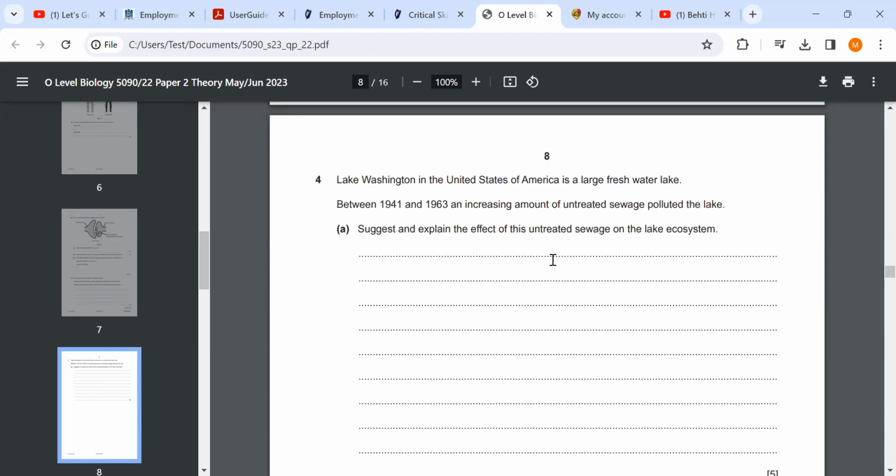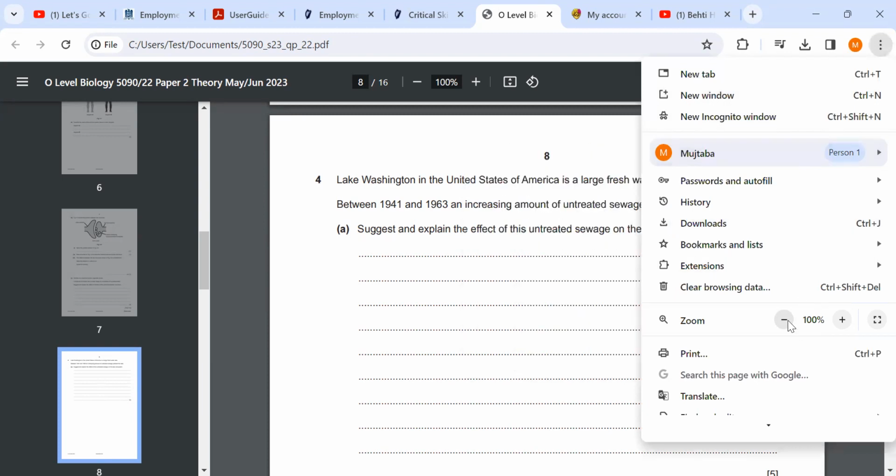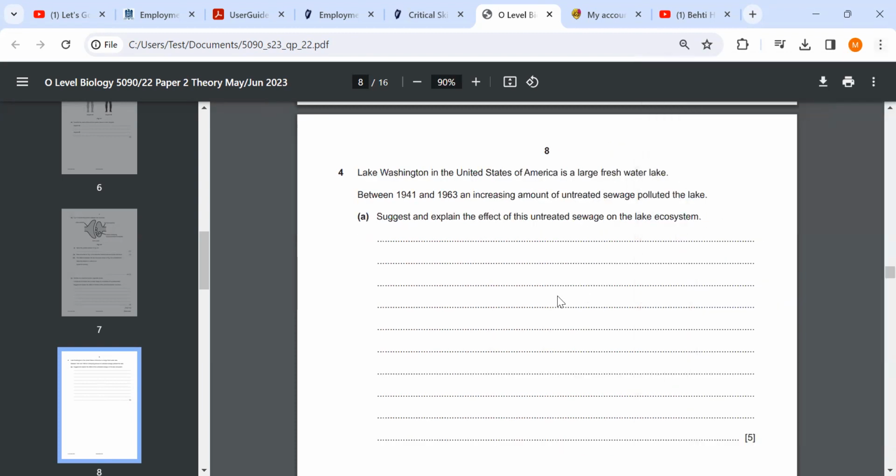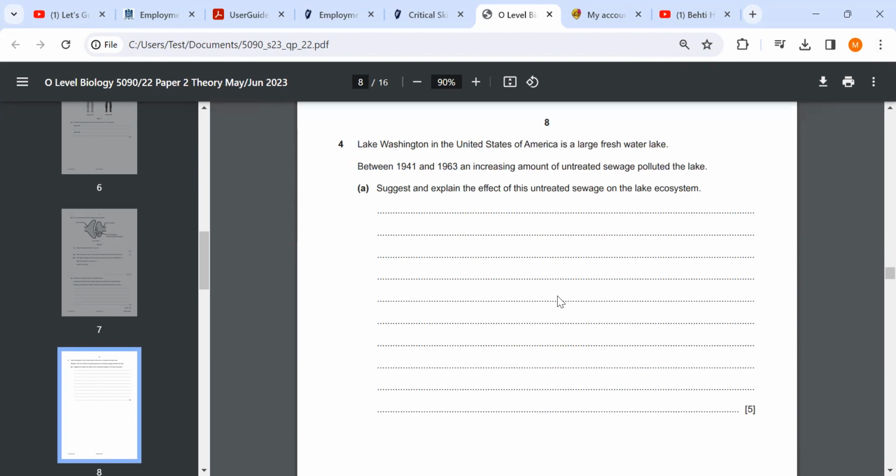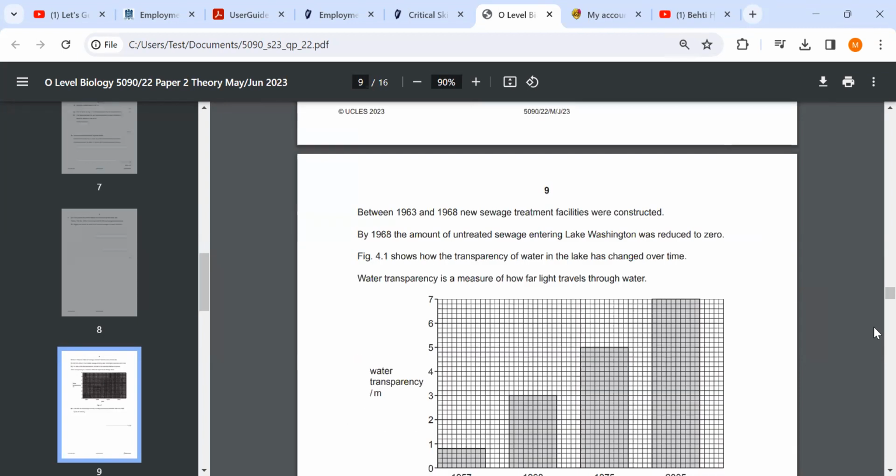Now, the effect of untreated sewage on the lake ecosystem. You need to know that by passing untreated sewage into the lake ecosystem, there will be excessive water pollution, and this water pollution will eventually block the sunlight for the plants to be able to carry out photosynthesis, as well as severe decomposition will occur by the various algae which are present in the aquatic system.